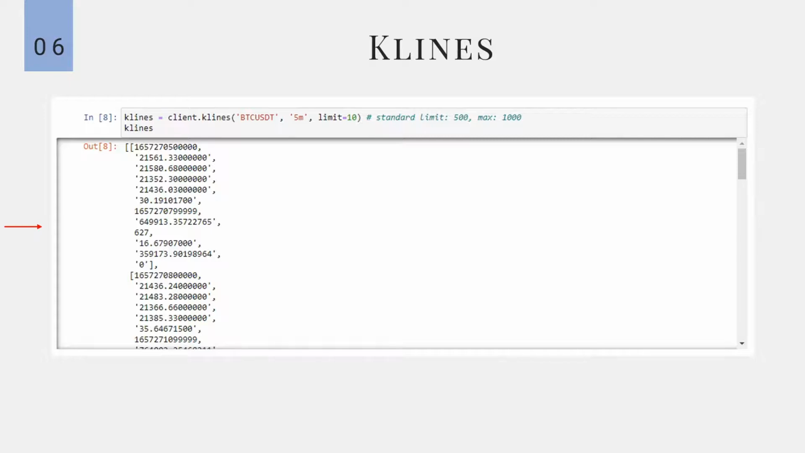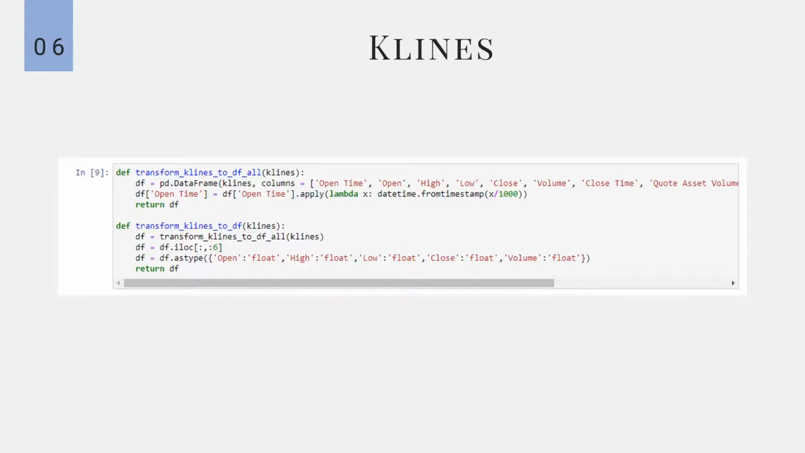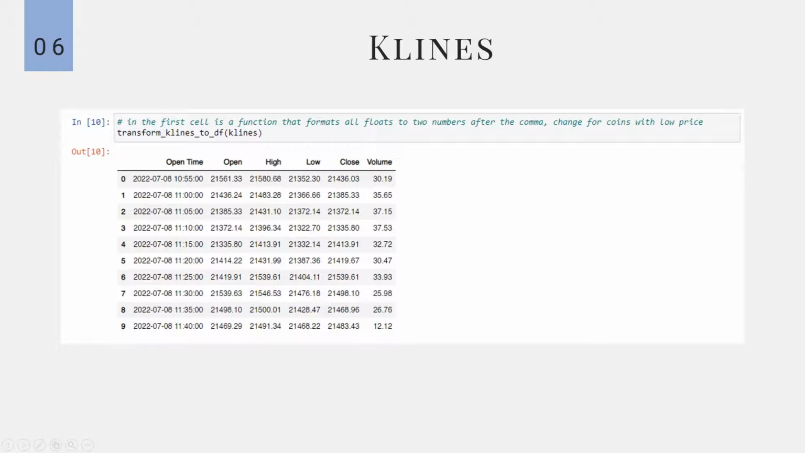But as you can see here, it's not really nicely formatted and you don't really see what the actual values are. For this I have written 2 functions that take in the Klines data and transform it into a pandas data frame. So the top one takes all the different values and puts them into the respective field, and the bottom function only takes the most important or the most used values. If you run the function, it will look like this.